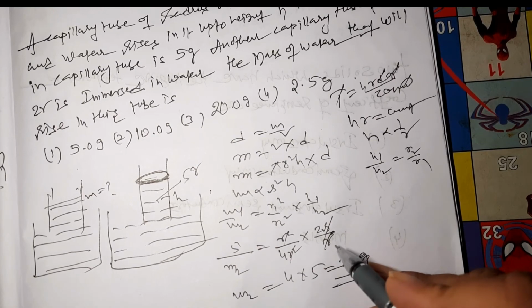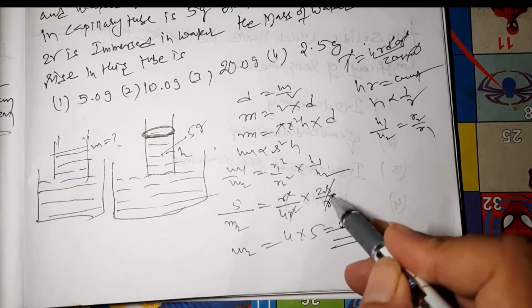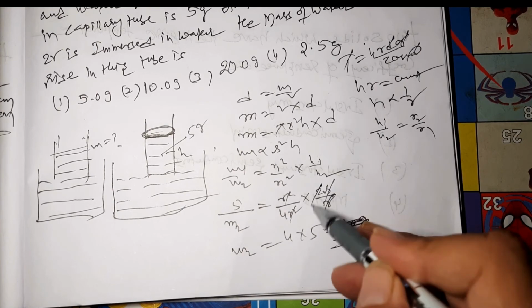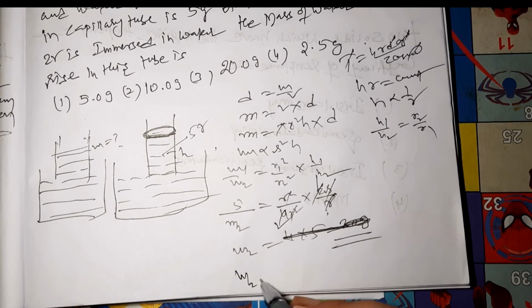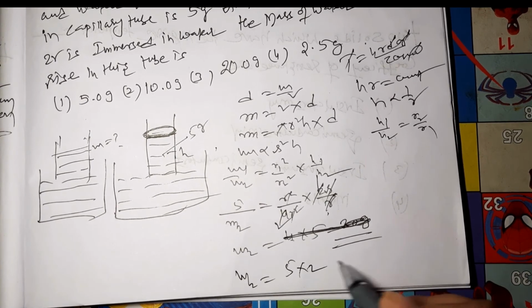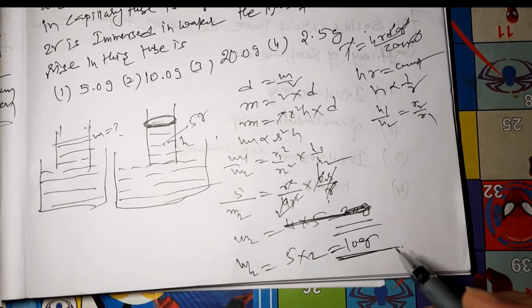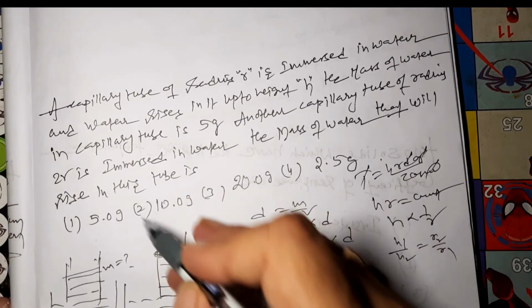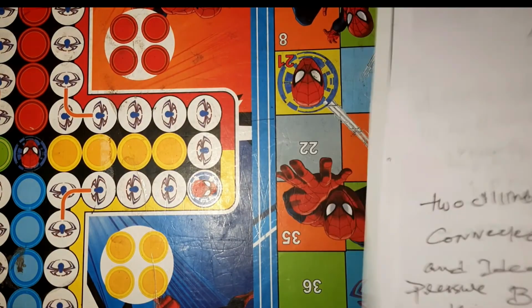But this is not 20 grams. The R's cancel, 2 ones are 2, 2 twos are 2. So here M2 is equal to 5 into 2, that is equal to 10 grams. So what is our correct option here? 10 grams is the correct option.